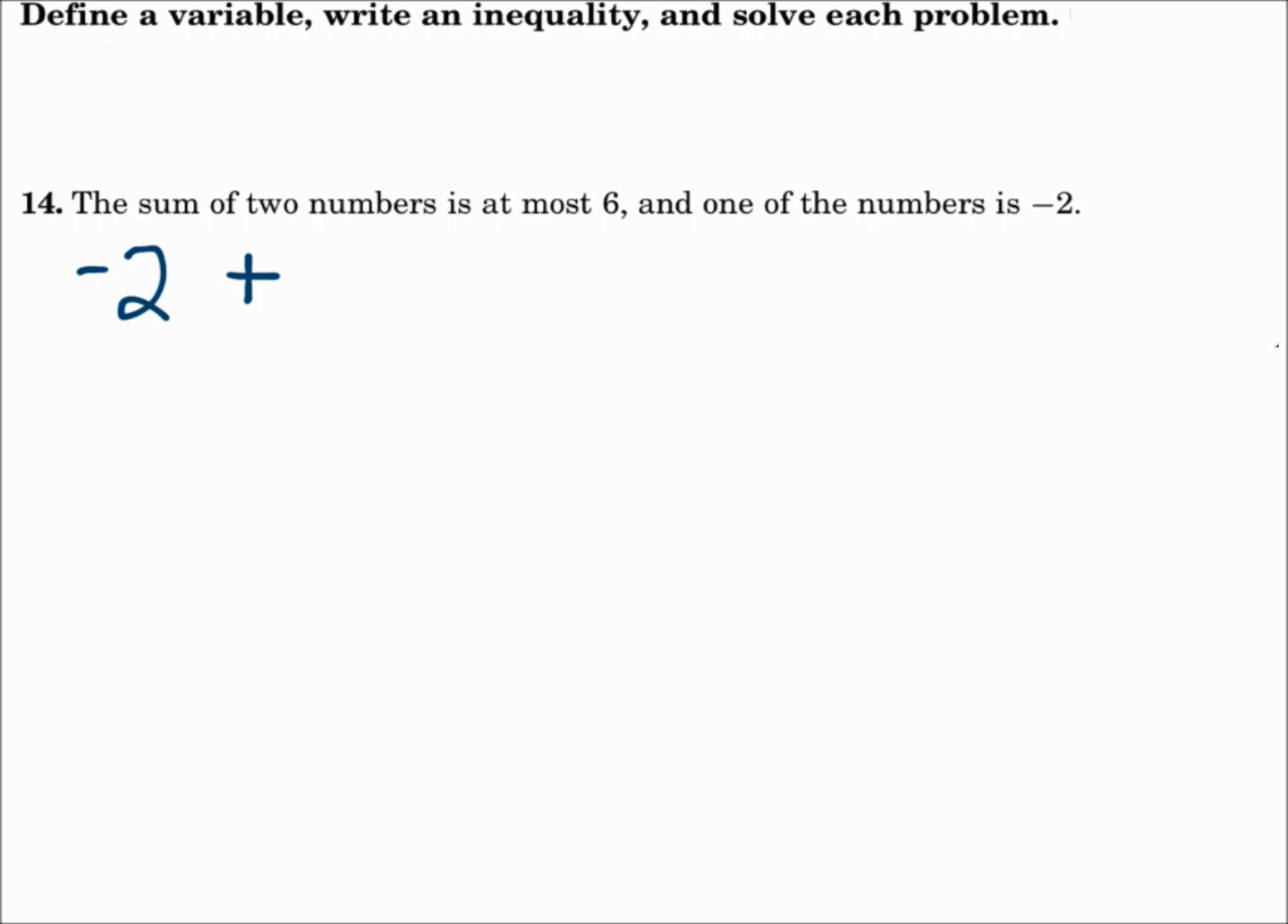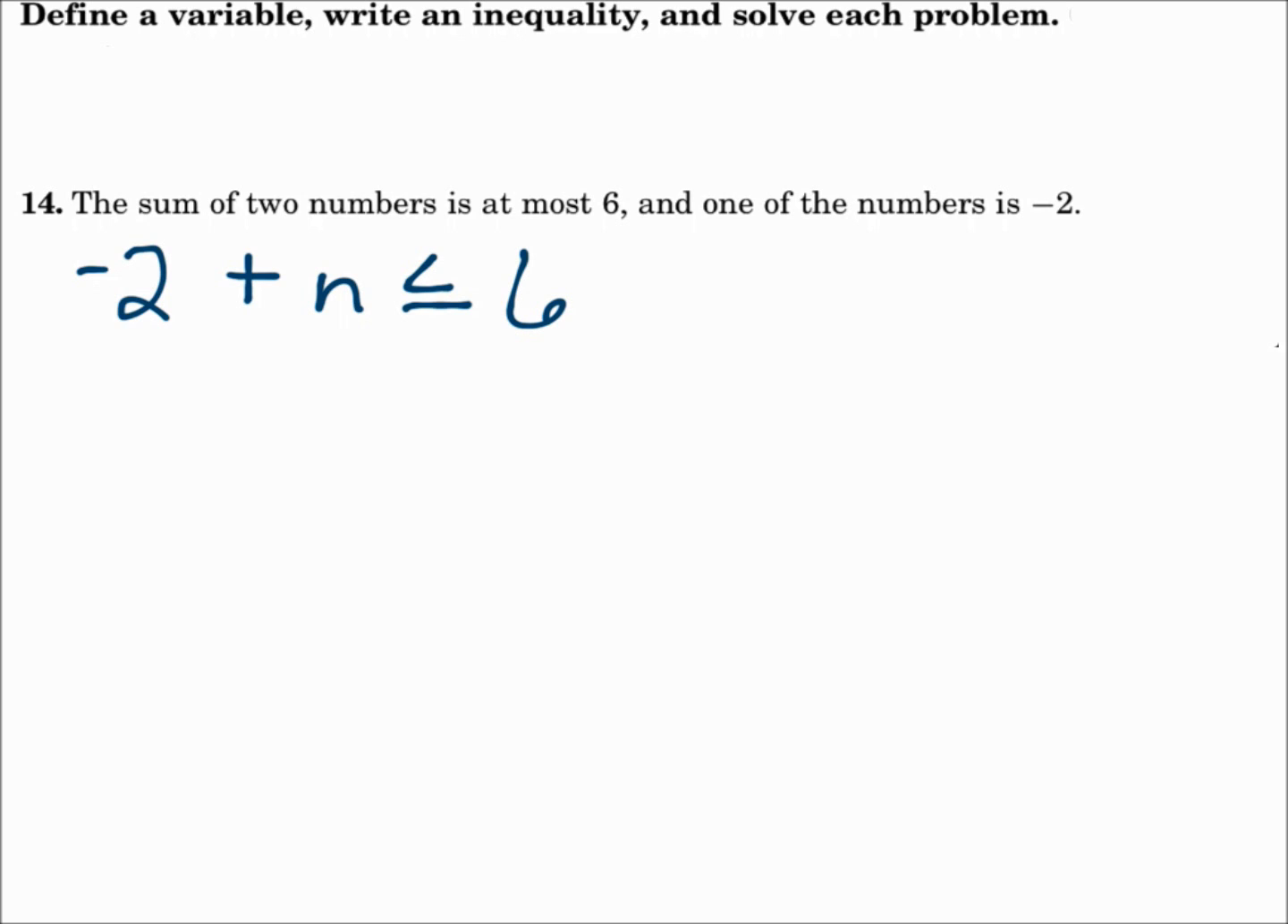And it doesn't tell me what the other number is that I'm adding. That other number will be my variable. The sum of two numbers, that's what I have now, is at most 6. At most is less than or equal to. It can't go over 6. It can be the numbers less than 6 or 6, but it can't go over 6, so it's less than or equal to 6. Now solve.